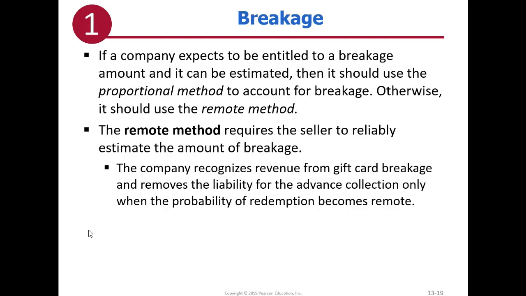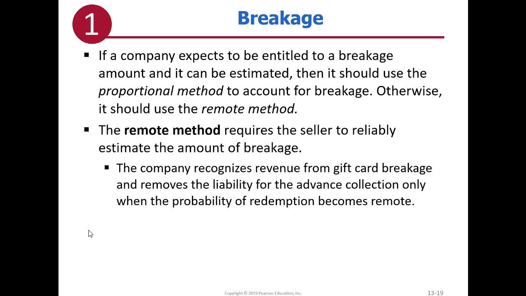The breakage is when something's not going to be redeemed. There's two methods. We can use the proportional method or the remote method. The remote method is easier, so let's cover that one first. The company recognizes revenue from gift card breakage and removes the liability when the probability of redemption becomes remote. Remember that definition of what a liability is, a probable future sacrifice of resources. So the probability of redemption has become remote. Then we can remove the gift card liability and we're going to show it as revenue.